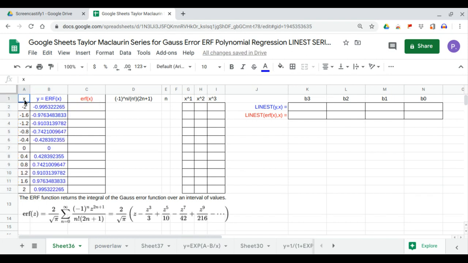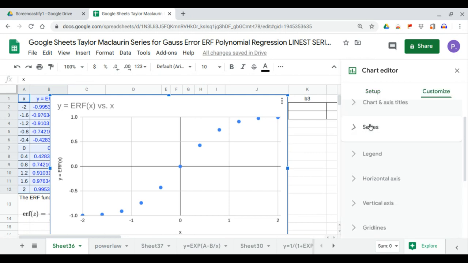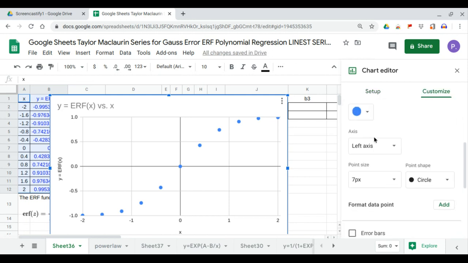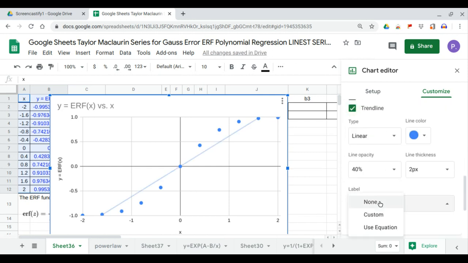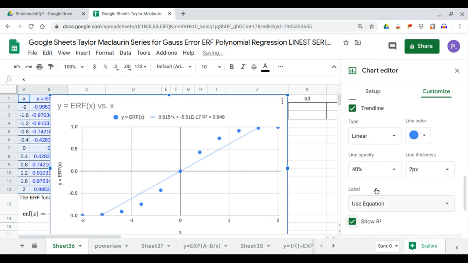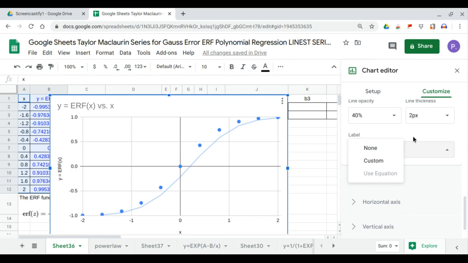So this is equal to the formula ERF of the x values. And we will regress this to the best fit. Generate the chart and choose the best trend line that can fit. The linear will not work. Let's try moving average. It won't work because the points are outside the line.